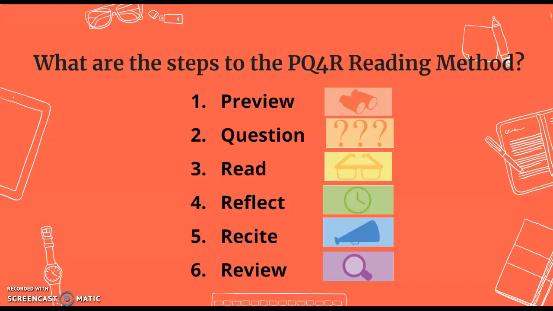As I said previously, there are 6 steps to the PQ4R reading method. They are preview, question, read, reflect, recite, and review. Some of you may have learned a little different variation of this at some point, but these are the steps we're going to use for the purposes of our class. Let's look at each step just a little bit closer.